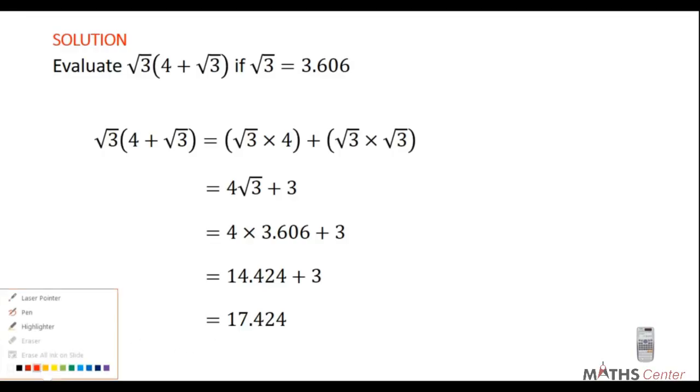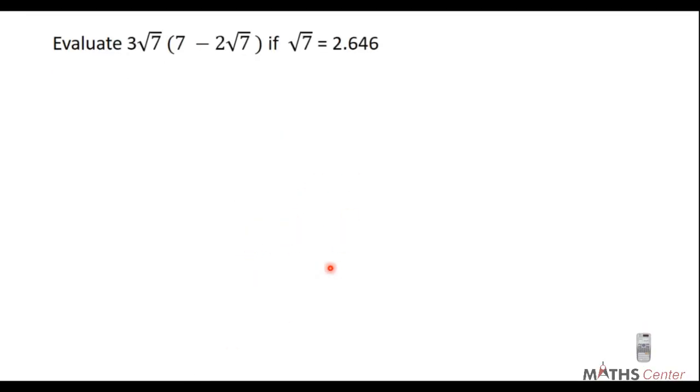So we have 17.424. So whenever something like this has been given to you, what you have to do is to first reduce it to its simplest form. Then you substitute the surd into your final expression. So in this case, our final expression was 4 root 3 plus 3. So you substitute square root of 3 into the final expression, as you can see from here. So we move on to the next one.